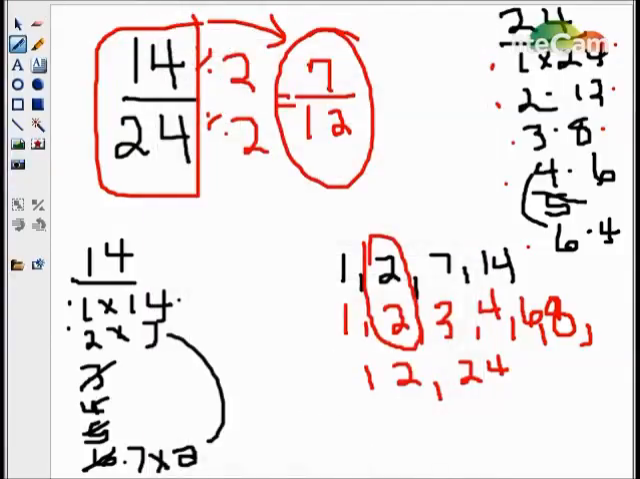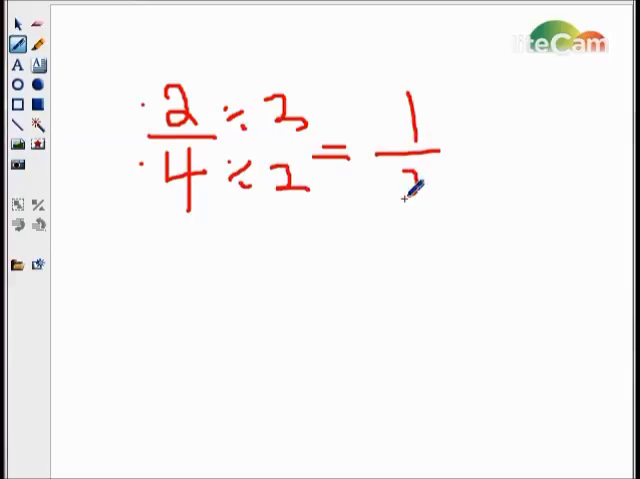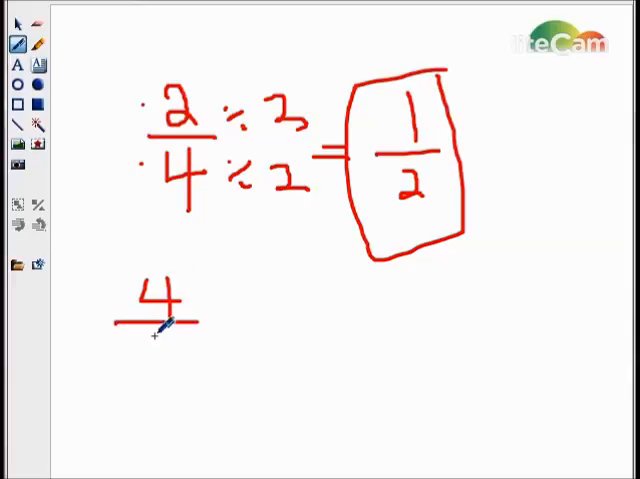Here are some tricks. If I know both numbers are even, I can always try 2. 2 divided by 2 is 1. And 4 divided by 2 is 2. I'm in the simplest form, lowest terms. Okay? Well, you can always try 2 if you're stuck. They're both even numbers. What if I have the fraction 4/16?